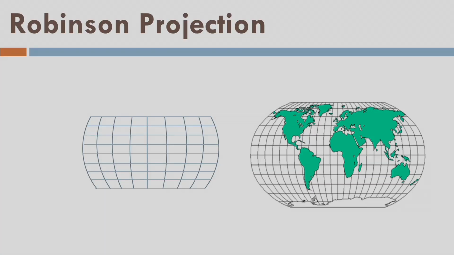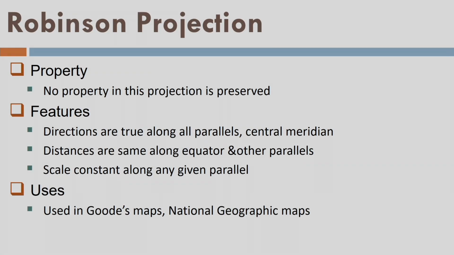Now let us come to the fourth category of map projection system, that is Robinson projection. In this projection, there are some meridians shown here, and this is the central meridian. All these meridians are cut between 2 layers of a cylinder. That means there is a cylinder here, and now I have cut it at 2 places, and between these 2 all the meridians are projected, and because of that we get this kind of map projection shown on the right hand side. Property: no property in this projection is preserved.